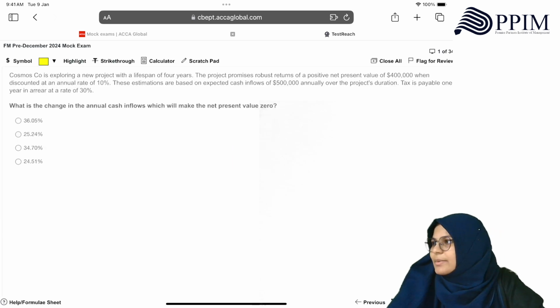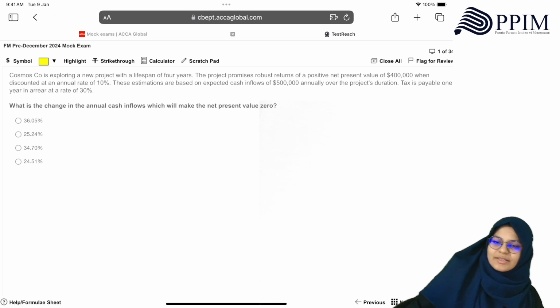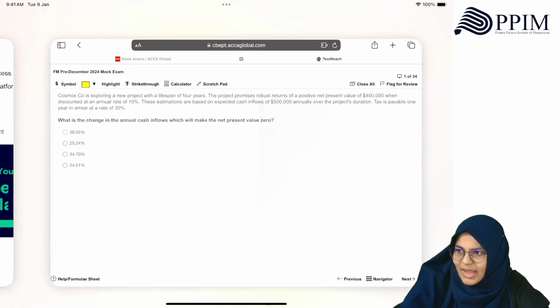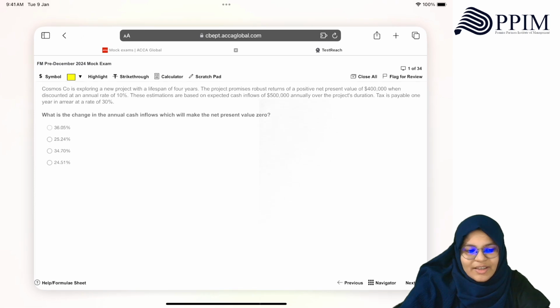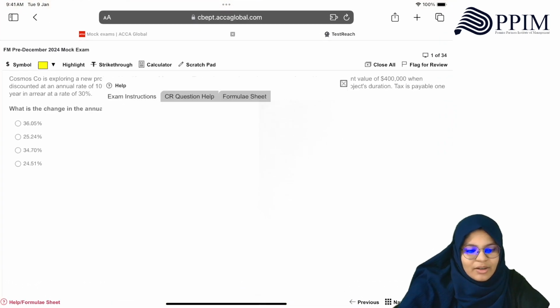Somebody sent me a message asking where the formulas are given, right? I don't know if you can see here. I think I am covering it. Yeah. So you can see here, right at the bottom, on the left hand side, there is something called help or formula sheet, right? So if you click on that, you get these exam instructions.